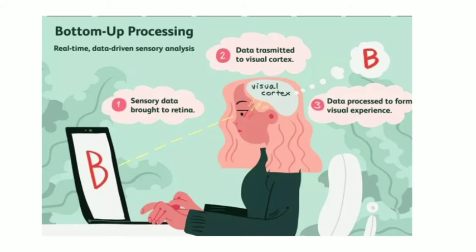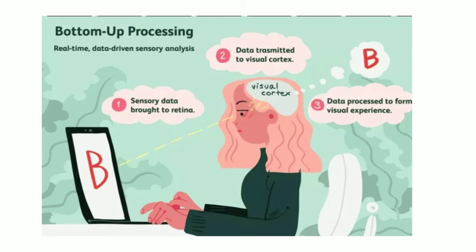Why? Because your brain has broken this particular alphabet into parts. First it takes the data, then it transmits it to the visual cortex, and then it says that it is the letter B. So it is breaking the input up.